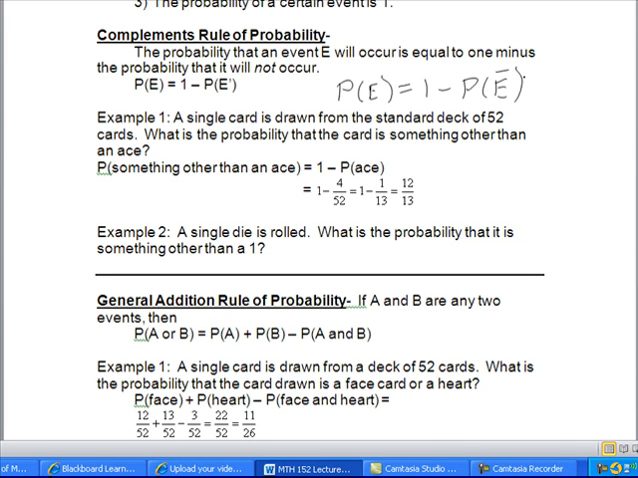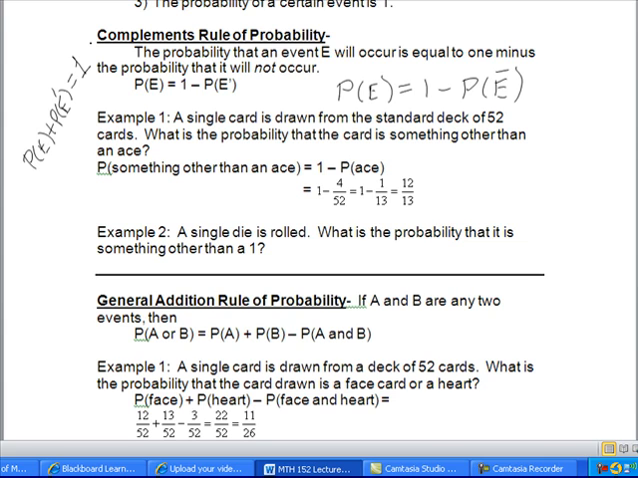Basically this comes from the fact that the probability of E plus the probability of not E is equal to 1. So the two are what we call complements, since the sum of their probabilities is equal to 1. So let's look at an example.